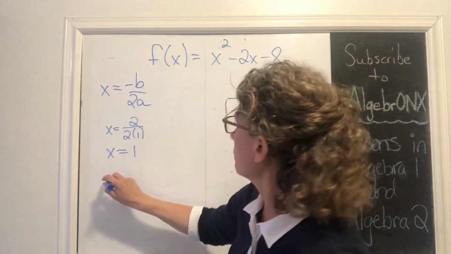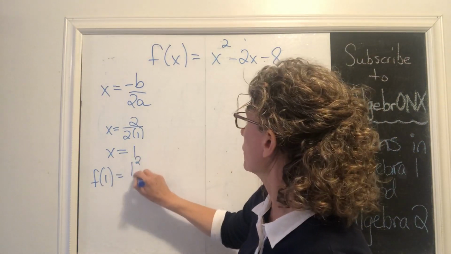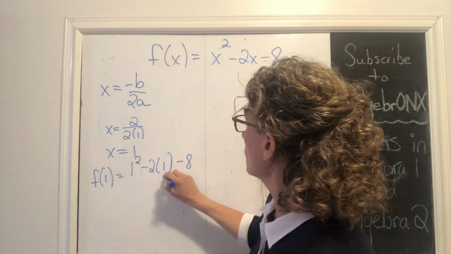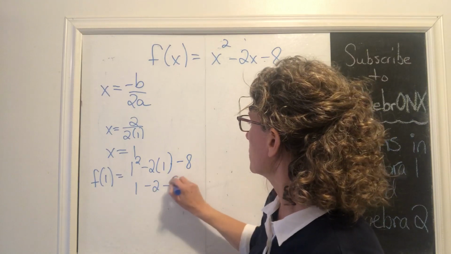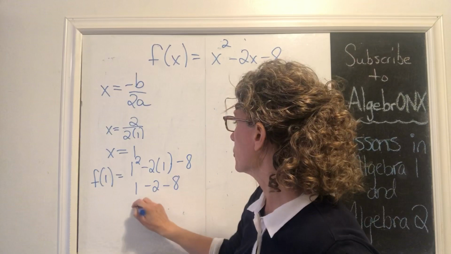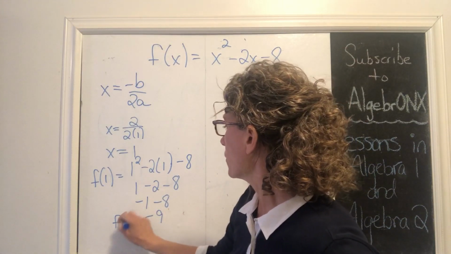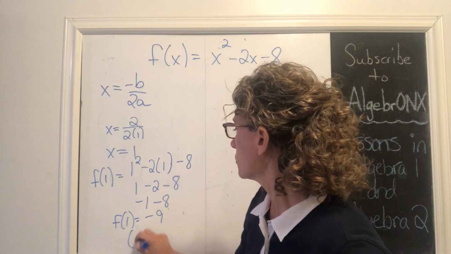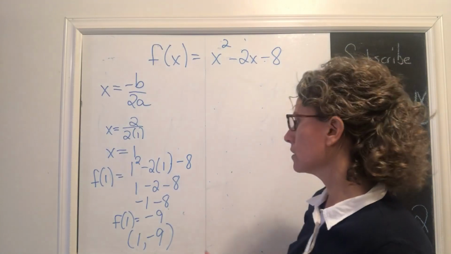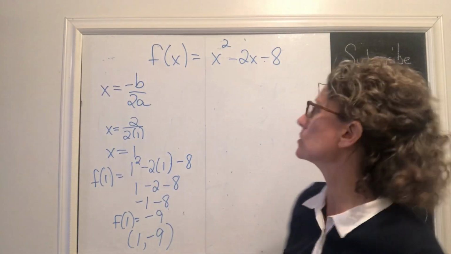Then you take 1 and plug it in and find the function at 1, which is 1 squared minus 2 times 1 minus 8, which is 1 minus 2 minus 8. Now make sure you work left to right. So 1 minus 2 is negative 1, minus 8 is negative 9. So my coordinate is 1, negative 9. Okay, that means those numbers should appear in my vertex form when I complete the square.